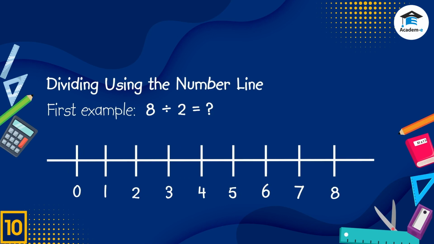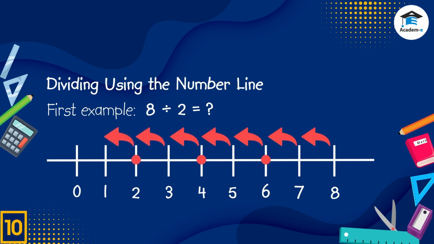Now, we count backwards. 1, 2. Put a dot. 1, 2. Put a dot. 1, 2. Put a dot. 1, 2. And put a dot. Now, we are at 0. Let's go back to number 8 and count all the dots. 1 dot, 2 dots, 3 dots, and 4 dots. The answer in 8 divided by 2 is 4.